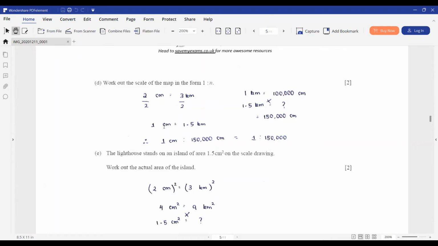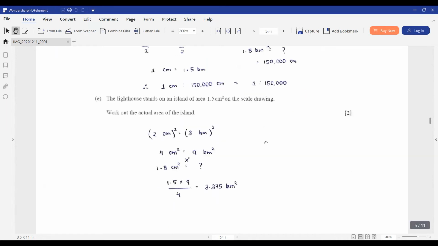So now we need to take these kilometers and convert them into centimeters. We use the conversion: 1 kilometer is 100,000 centimeters. So what would 1.5 kilometers be? Cross multiply and we get that 1.5 kilometers is 150,000 centimeters. Rewrite that instead of 1.5 kilometers and you should get your scale to be 1:150,000. That's how you write the scale of the map in the form 1 to n.